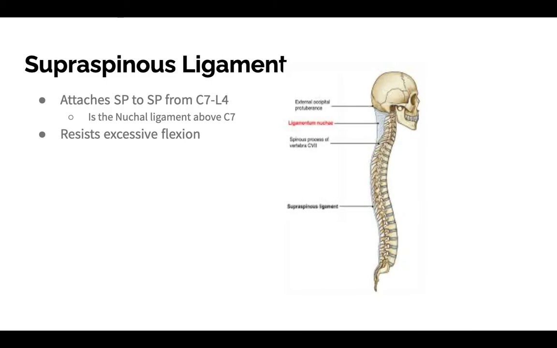The supraspinous ligament will travel from spinous process to spinous process, starting from C7 going down to L4. Above C7, it's actually going to be the nuchal ligament, which you can see in this picture on the right. Its primary purpose is to resist excessive flexion. We'll see if we're able to save this when we do our dissection, at least on a few bodies. It'd be cool to see, but I imagine it's going to be pretty tricky to not cut through this one.